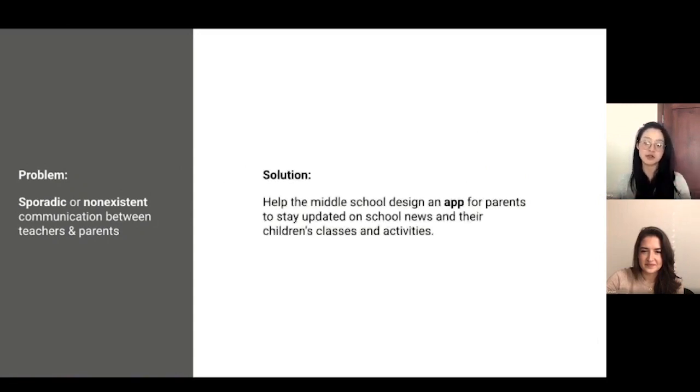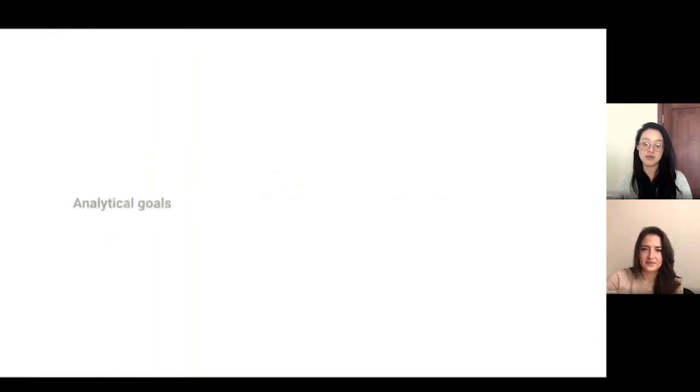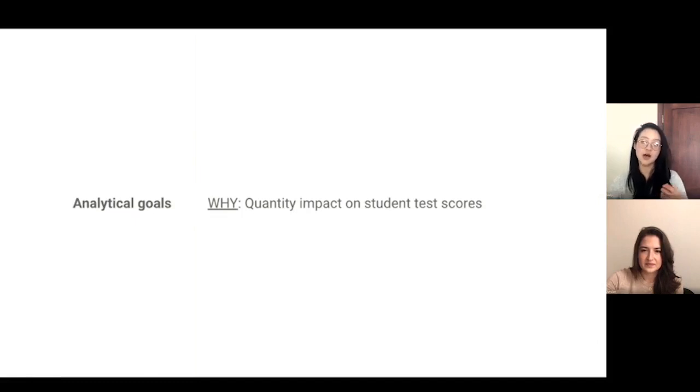So the solution that we're trying to come up with is to help the middle school design an app for parents to stay updated on school news and their children's classes and activities. But for our analytical goals, we had two. So the first one is we need to look into the why. Why do we want to create the app in the first place? And why are we interested in keeping parents informed? Well, we want to quantify the impact of doing that parental involvement on student test scores.